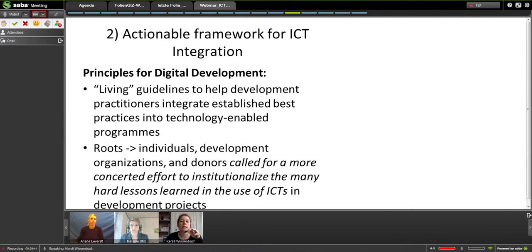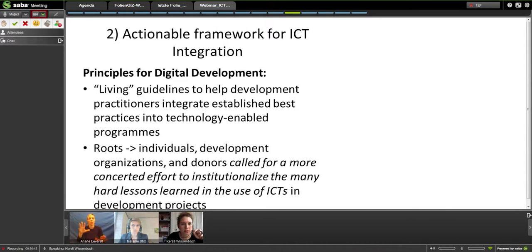Its roots are in individuals, development organizations, and also donor organizations who came together in that process and started calling for a more concerted effort to institutionalize the many hard lessons learned, as I just mentioned. So it's a wide consortium, including very different stakeholders, which brings in very different perspectives and needs as well. We have linked the website.